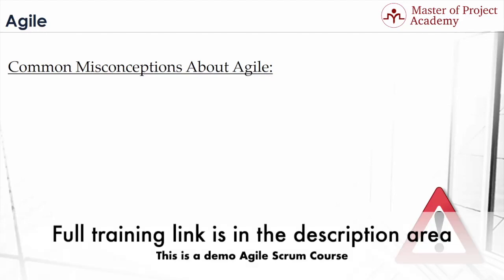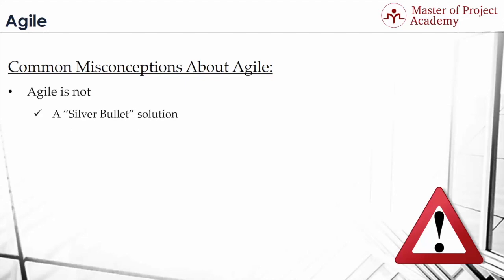First common misconception about Agile. Agile is not a silver bullet solution. Conflicts in requirements, conflicts between stakeholders, technical problems, resource management issues, and more will still exist in Agile methodologies as well. We shouldn't expect that all the problems that were occurring in conventional project management methodologies will not happen anymore if we adopt Agile methodologies.